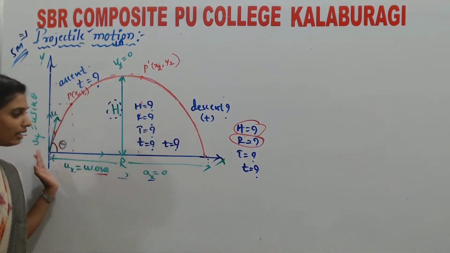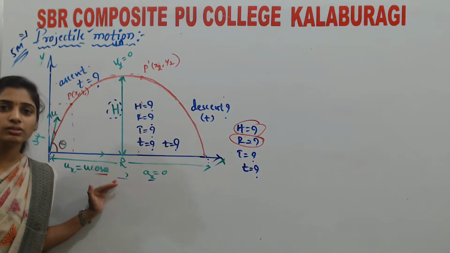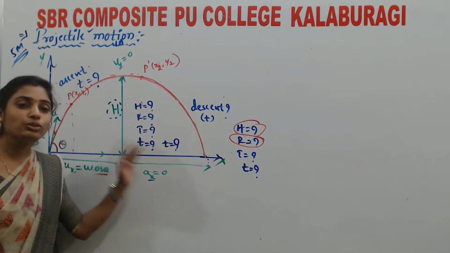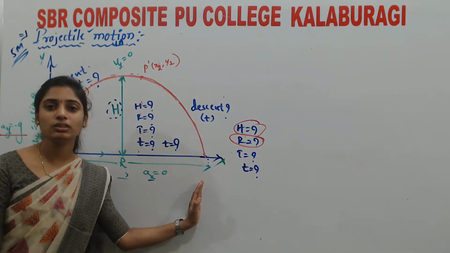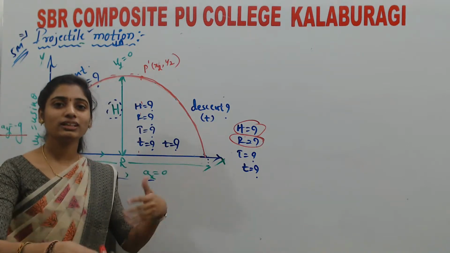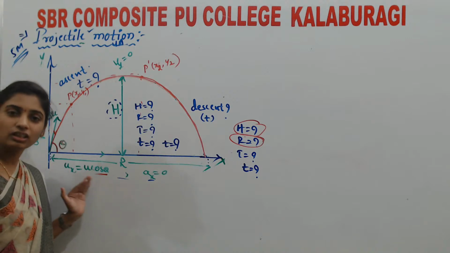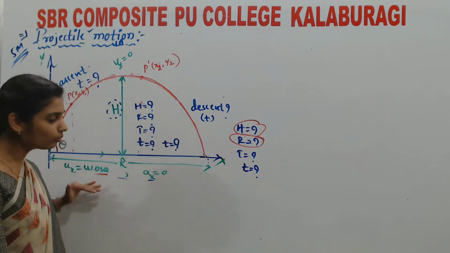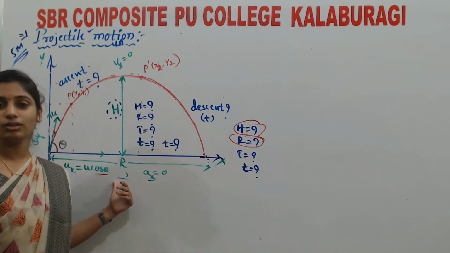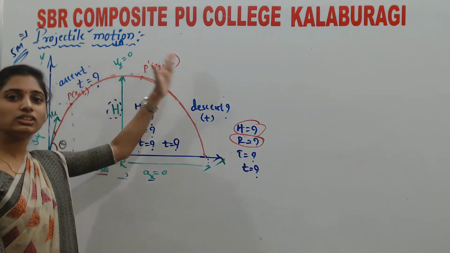See, listen here. Along the x-axis, I said velocity is remaining constant. The velocity component remains constant. Why? Because there is no force acting along the x direction throughout the motion of the body to produce acceleration, isn't it? As there is no acceleration, there is no change in the velocity. So along the x direction, the velocity component remains constant.